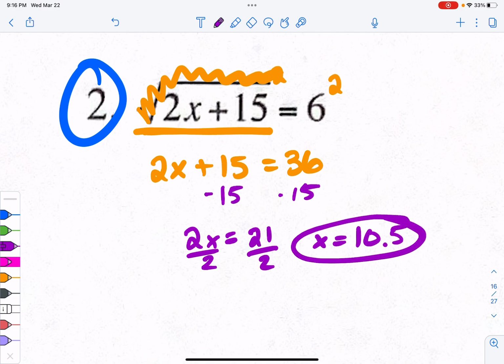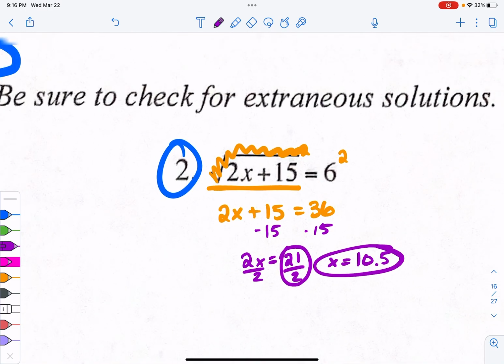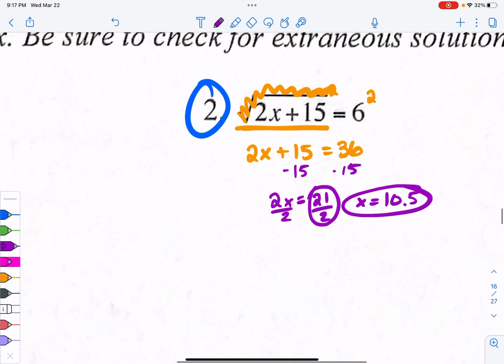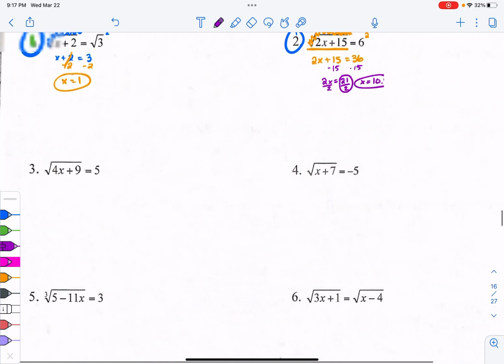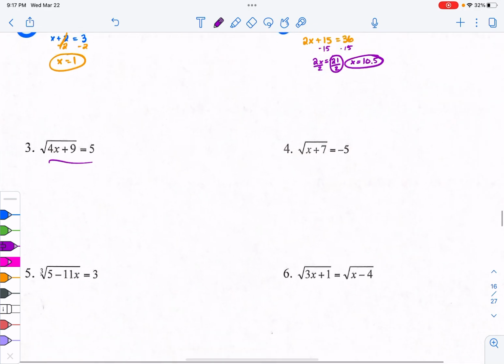And I don't care if you write your answer as 10.5 or 10 and a half. You could actually leave it as 21 over 2 if you want to, since that is completely reduced. So whichever way, it doesn't matter. They all mean the same thing. So that was number 2, okay? The remaining problems here are kind of similar to each other. We're going to go down and do a different one.